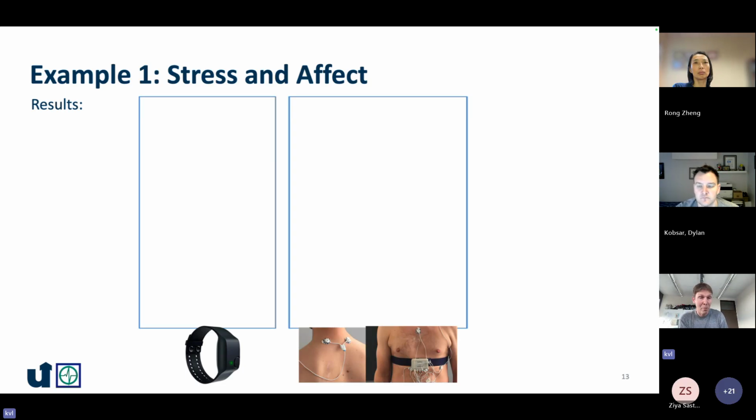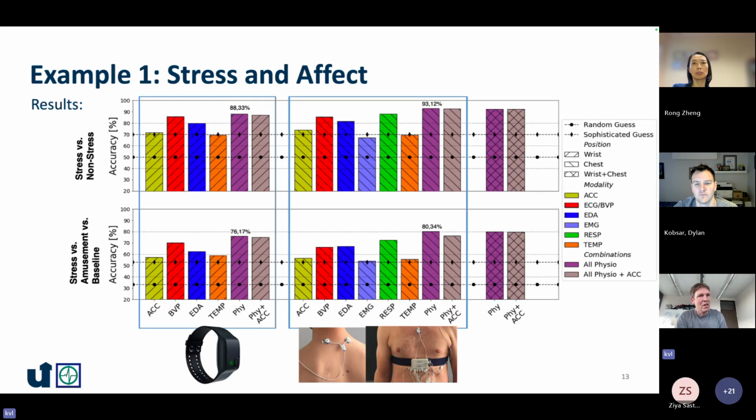And what was surprising out of this study was that if you then try to detect what affective state these people are going through, there's not that much difference between the wrist-worn, easy-to-wear wearable and the medical grade, hard-to-wear setup on the right.